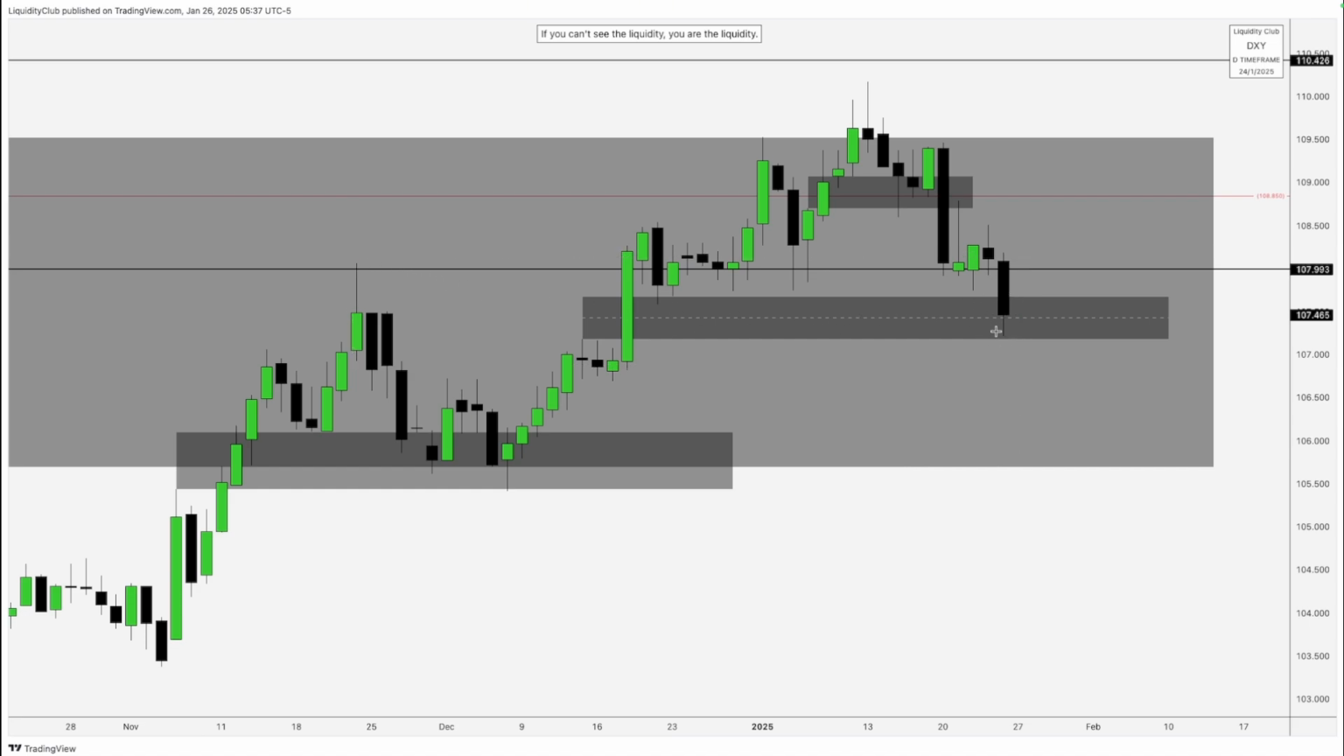So from here, my probability and my experience is telling me that we're looking for higher prices targeting this high as well, and we have the fair value gap high, which is that candle's low. So that's what I'm going to be looking and aiming for on the DXY here.